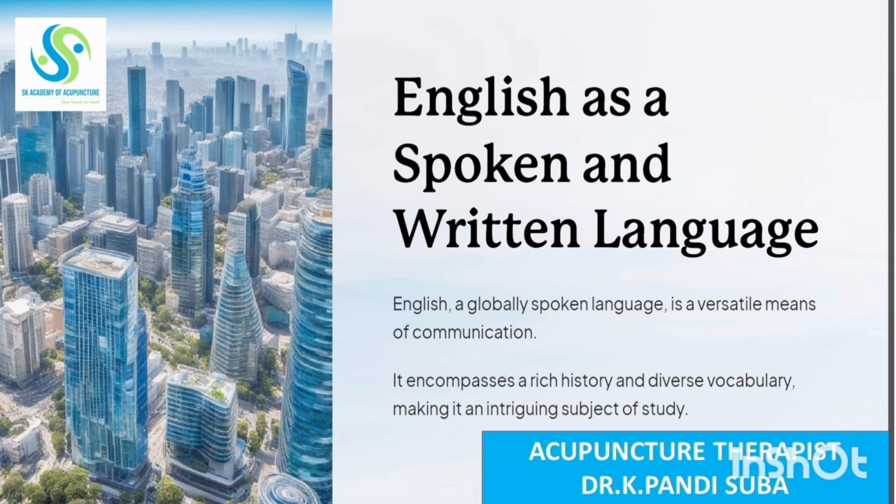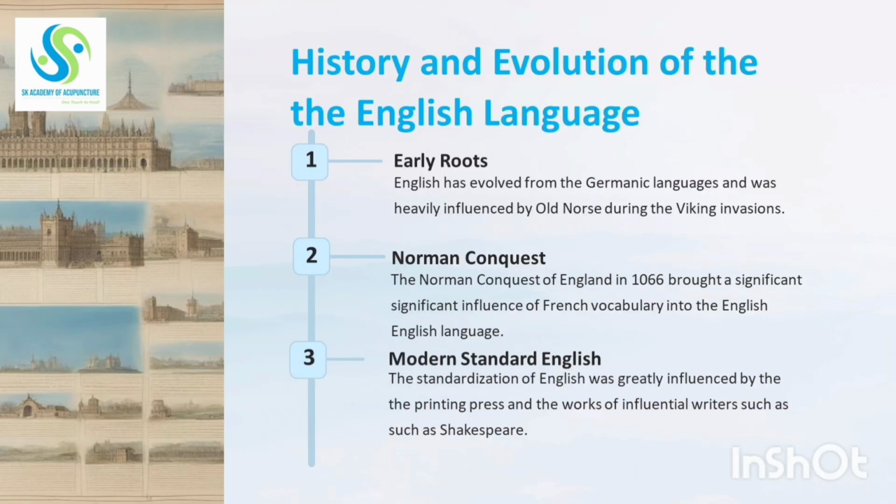Now, moving on, we are here to explore the history and evolution of the English language. That can be differentiated into four timelines: Old English, Middle English, transition to modern English, the early modern English period, and the modern standard English period.